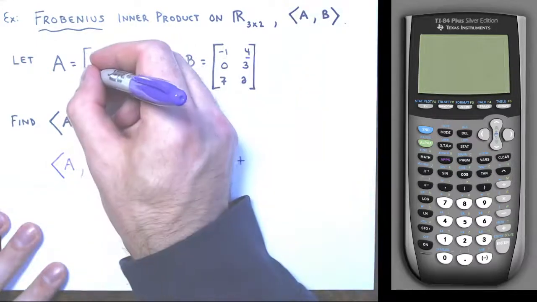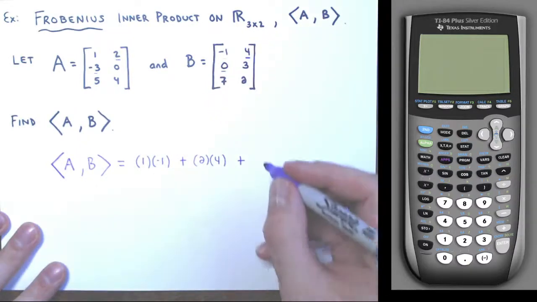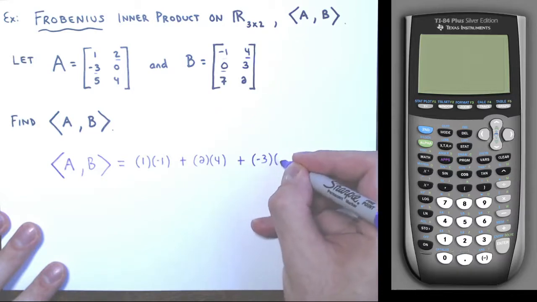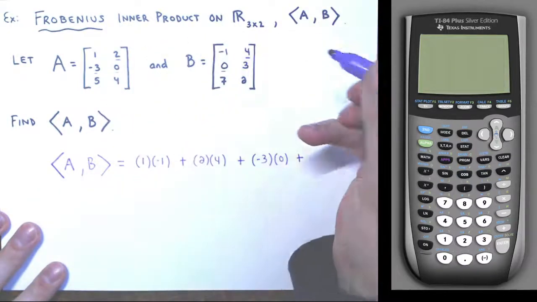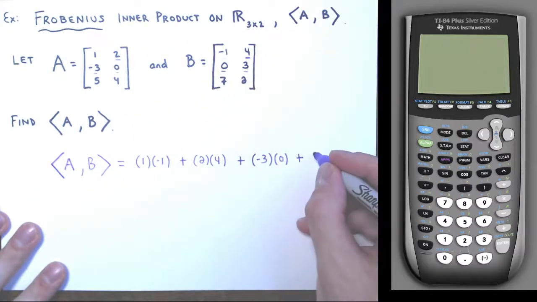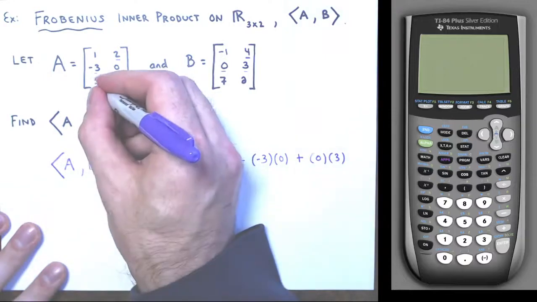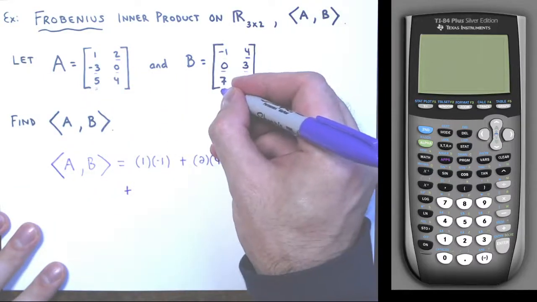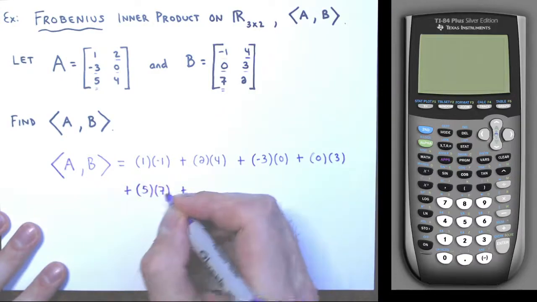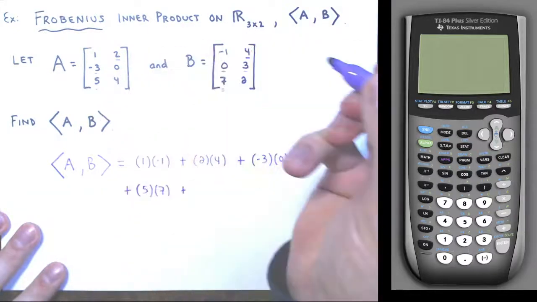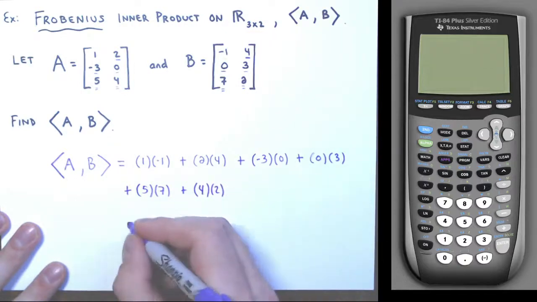then next, second row, first column of A times second row, first column of B. Multiply corresponding positions and add them together. -3 times 0 plus second row, second column of A times the second row, second column of B, 0 times 3, plus third row, first column of A times the third row, first column of B, 5 times 7, plus, and finally the third row, second column of A, third row, second column of B, 4 times 2. Okay, so I'm getting what?